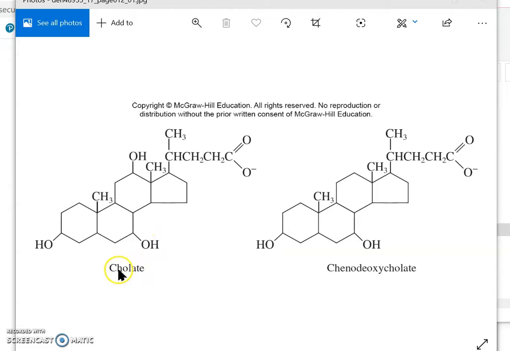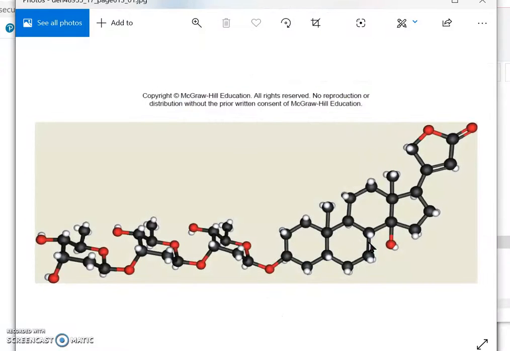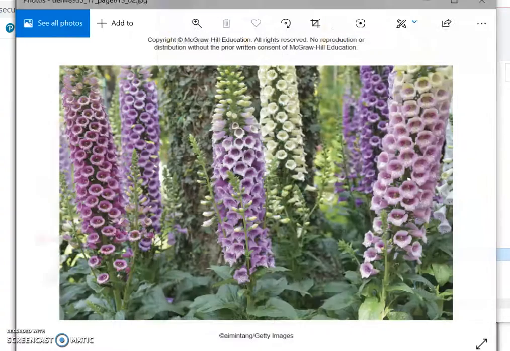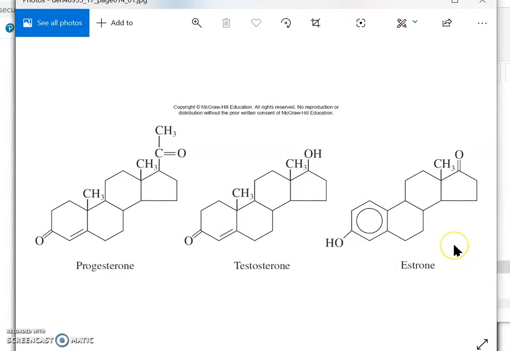Here you see cholate is a sterol because it has the hydroxyl group over here at carbon number 3 of that 4-ring system. But this, of course, is different. Here we see a carboxylate group. That makes this different from cholesterol that we saw a minute ago. If we look at this, no, that's not the one I was looking for. Here we go. Here's progesterone, testosterone, and estrone.